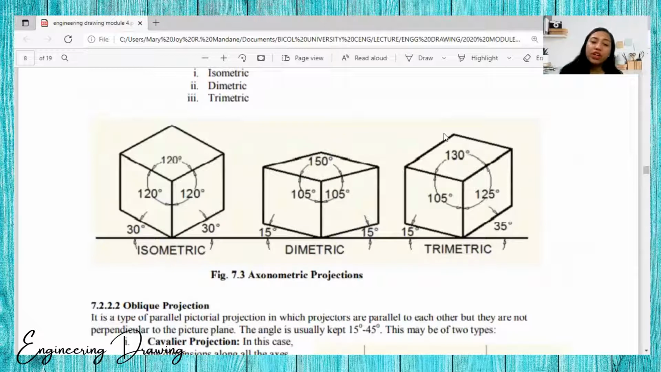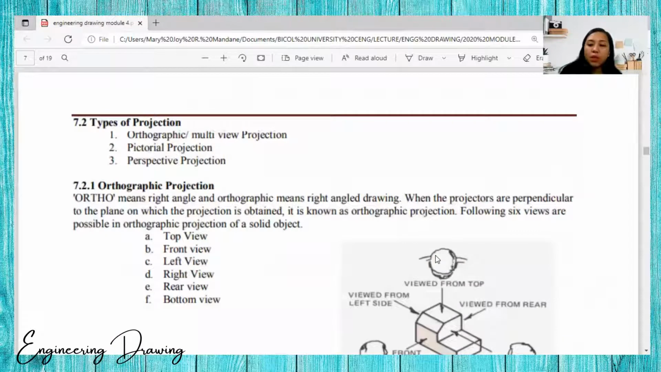Okay, so we have here the isometric, which is the usual one we will do. There, 30, 30. We will use the 30 by 60 by 90 triangle. Dimetric is the same, but it's 15 degrees. Okay, 15 degrees here on the lower side. And trimetric, 15 degrees and 35 degrees. So that's why we really need a protractor for this. Okay?